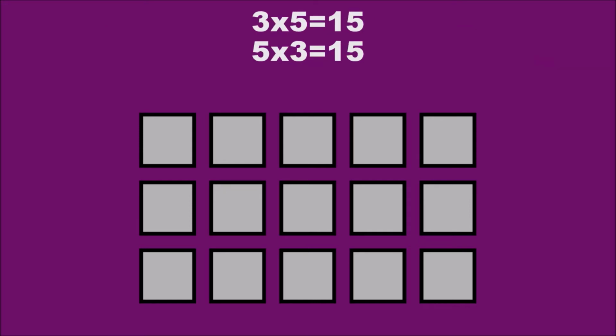Our answer is 3 times 5 equals 15, or 5 times 3 equals 15. When I count the objects in this array, I count by 5s because it's easier than counting by 3s. So I would go 5, 10, 15.